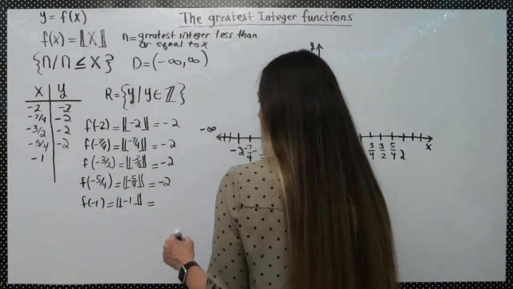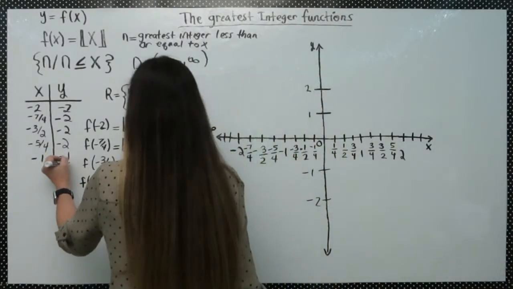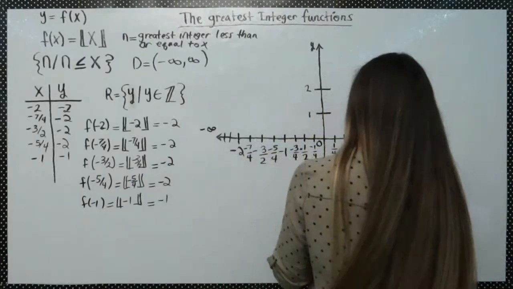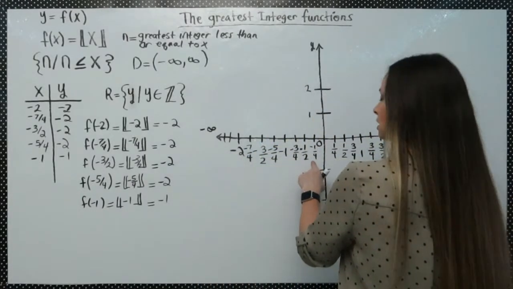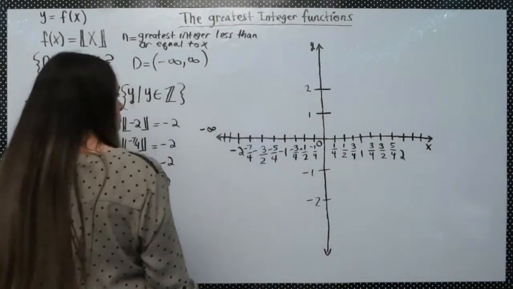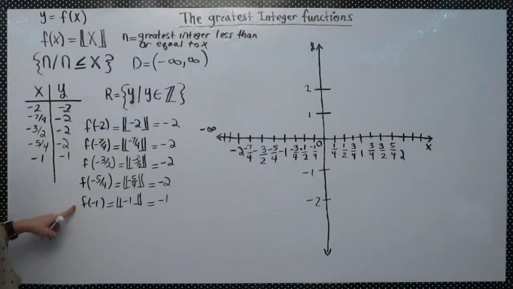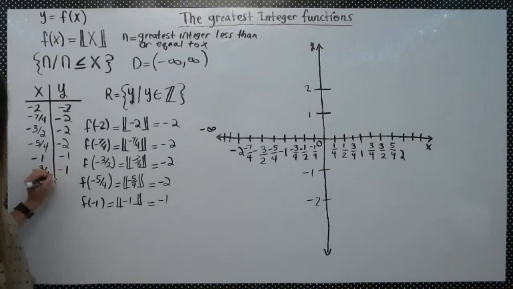So the greatest integer less than or equal to -1 is actually -1 now. And so all of these values are going to go to -1. So we can say, because we have a pattern here, -3/4 is -1, -1/2 is -1, -1/4 is -1.